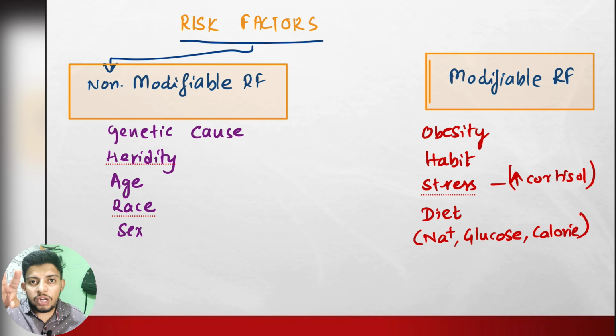So there are two types. The first one is modifiable and the second one is non-modifiable. If anything you can modify, like obesity, or if you make any restrictions or limitations, like limiting alcohol or limiting cigarette smoking.